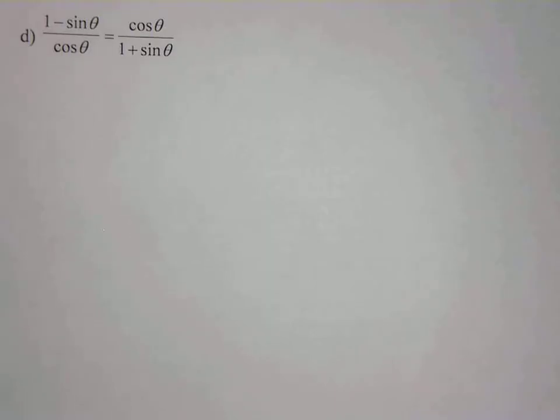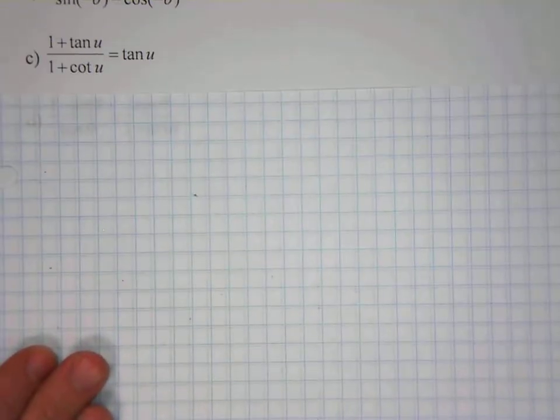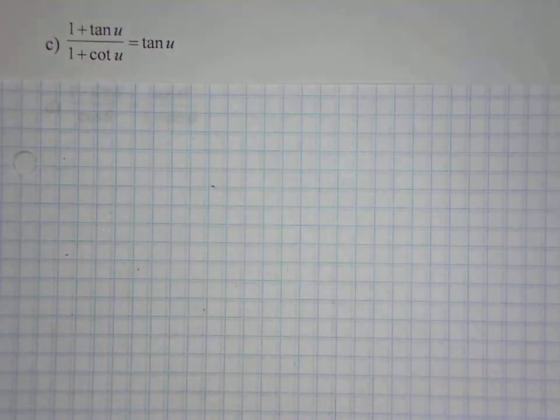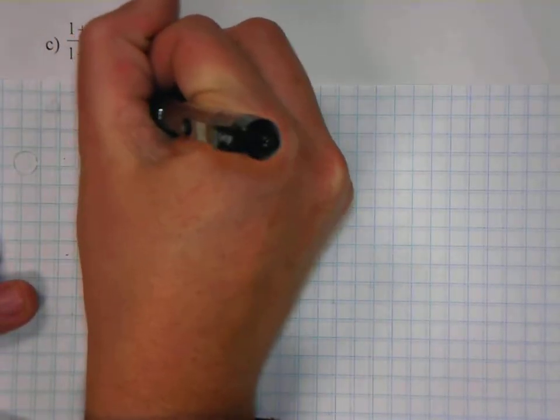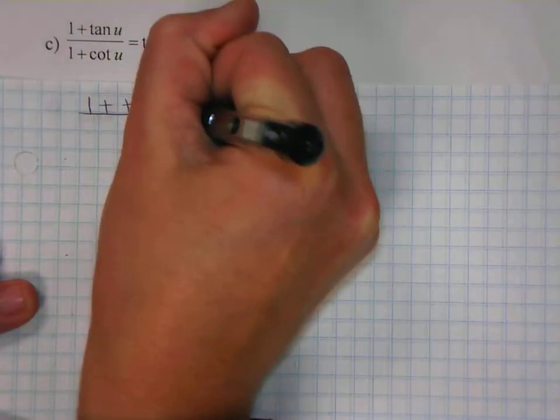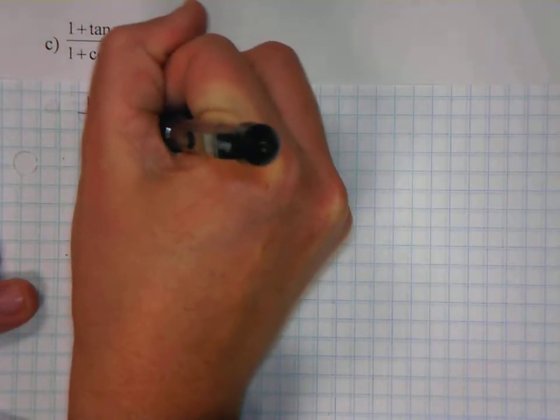We have 2 more. And I don't have any more line paper right here. I'm going to go ahead and just use graph paper. Letter C, 1 plus tangent of u over 1 minus cotangent of u equals tangent of u. So again, left side looks more difficult than the right side. So I'd probably approach adjusting the left side. So let me just rewrite it on my paper. 1 plus tangent of u over 1 plus cotangent of u.